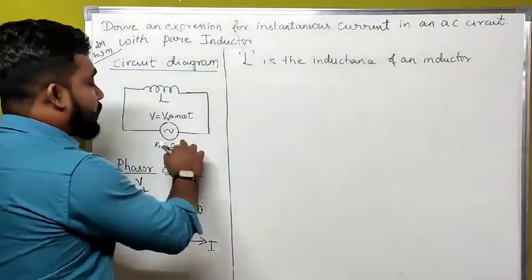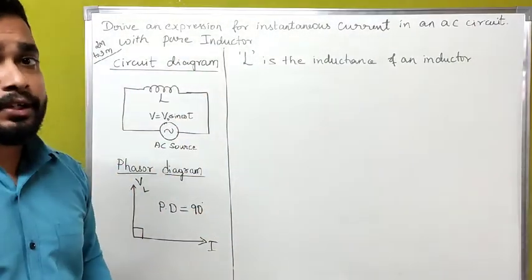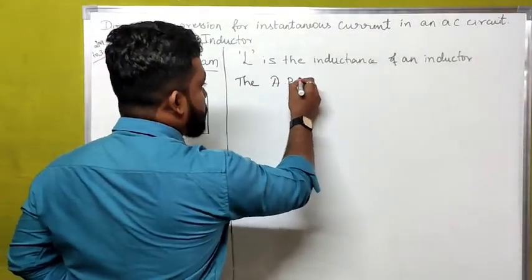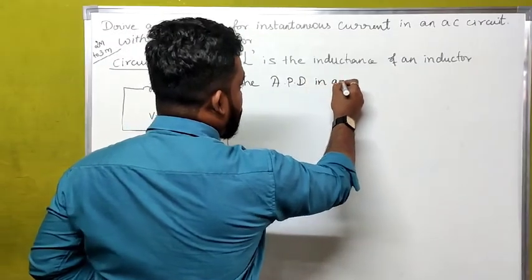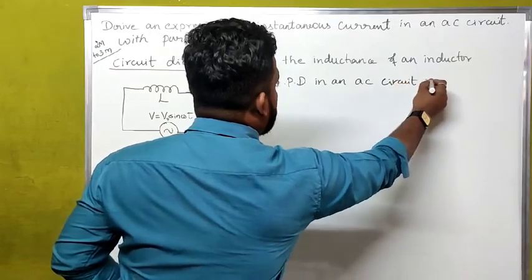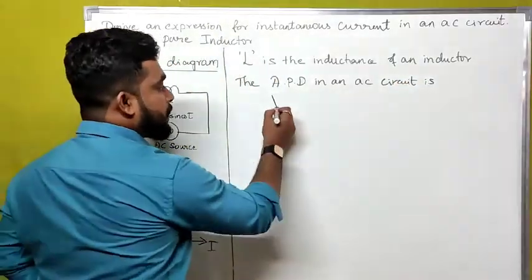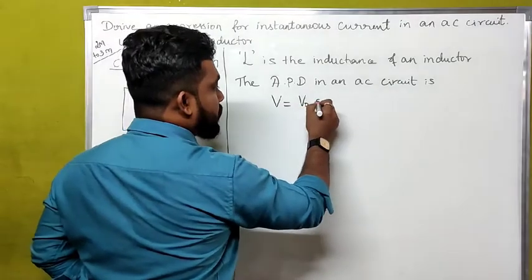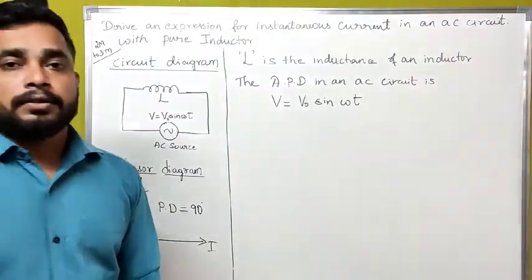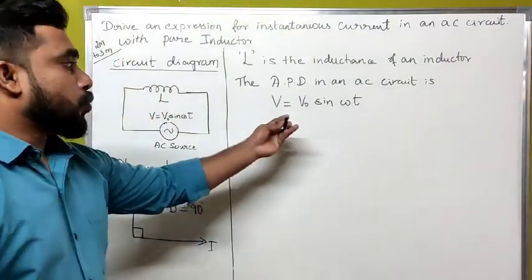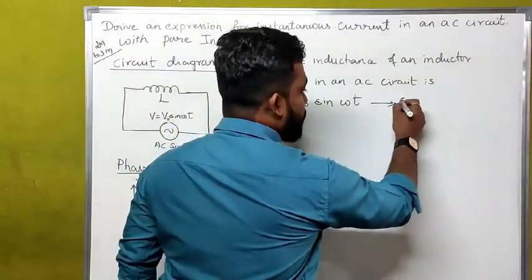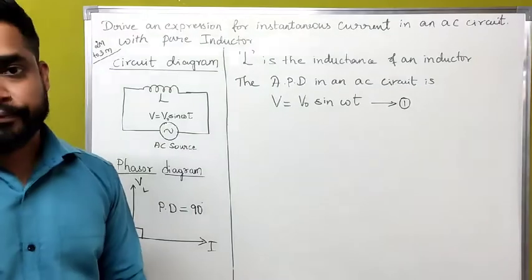Next, what is the alternating potential difference? Again, we have to write that expression only. The alternating potential difference in an AC circuit, what is that expression? That is V is equal to V naught sin omega t. The expression for alternating value of voltage or alternating potential difference is V is equal to V naught sin omega t. Let us assume this as equation 1.